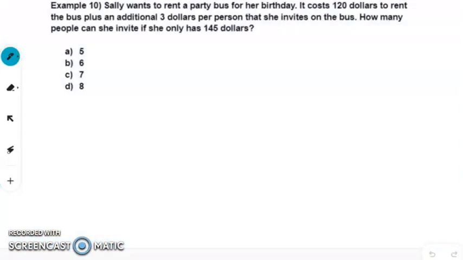Alright, so for example 10, Sally wants to rent a party bus for her birthday. It costs $120 to rent the bus, plus an additional $3 per person. And when I see the word per, I know that means I'm going to have a variable. How many people can she invite if she only has $145?